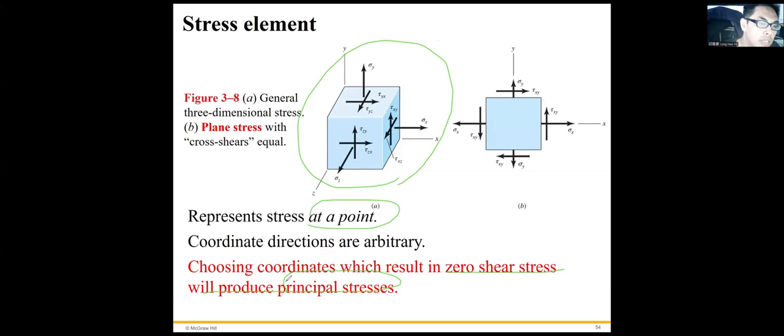So if we ignore any stresses in the z direction, we can regard this point element as plane stress. Okay. So if we ignore any stresses in the z direction, we can regard this element as plane stress, right? Plane stress.